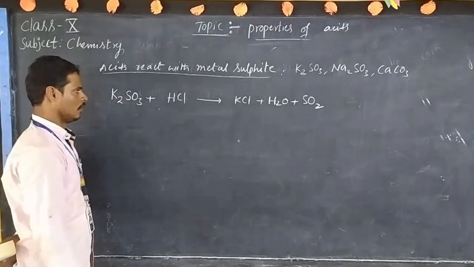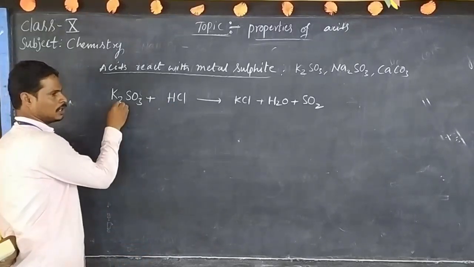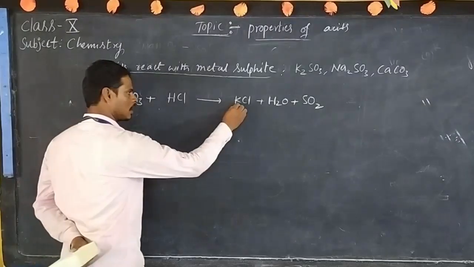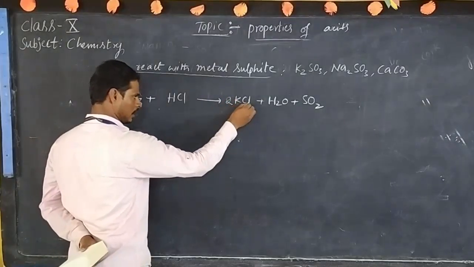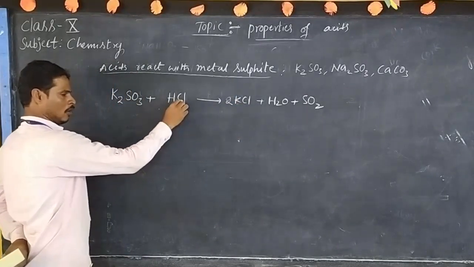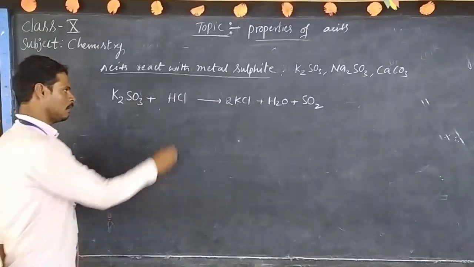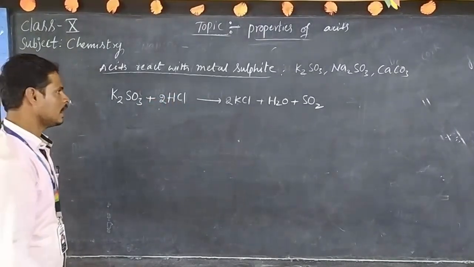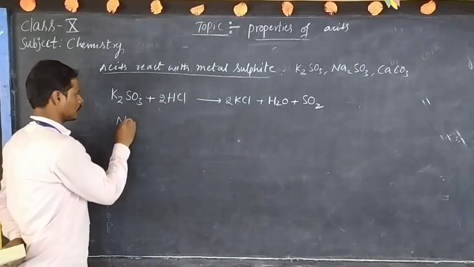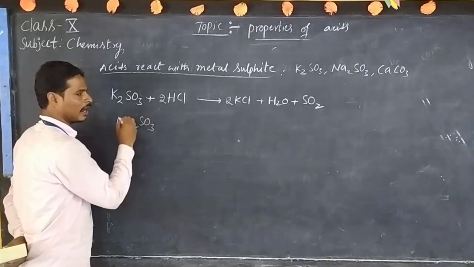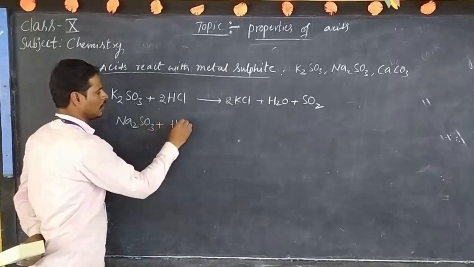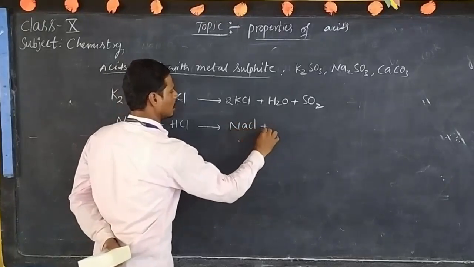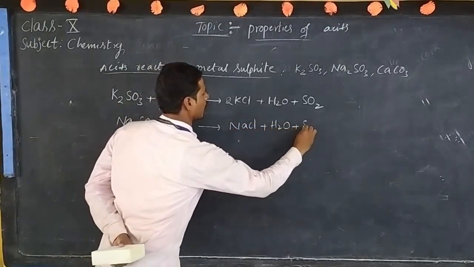Is the equation balanced? No. Here how many potassiums are there? 2. Here 1 is there. 1 becomes 2. What is the suitable number in front of this compound? 2. Now here 2 chlorines are there, but here 1 chlorine. 1 chlorine becomes 2. What is the suitable number in front of this compound? 2. So now the equation is balanced. Next, the second one is sodium sulfite.